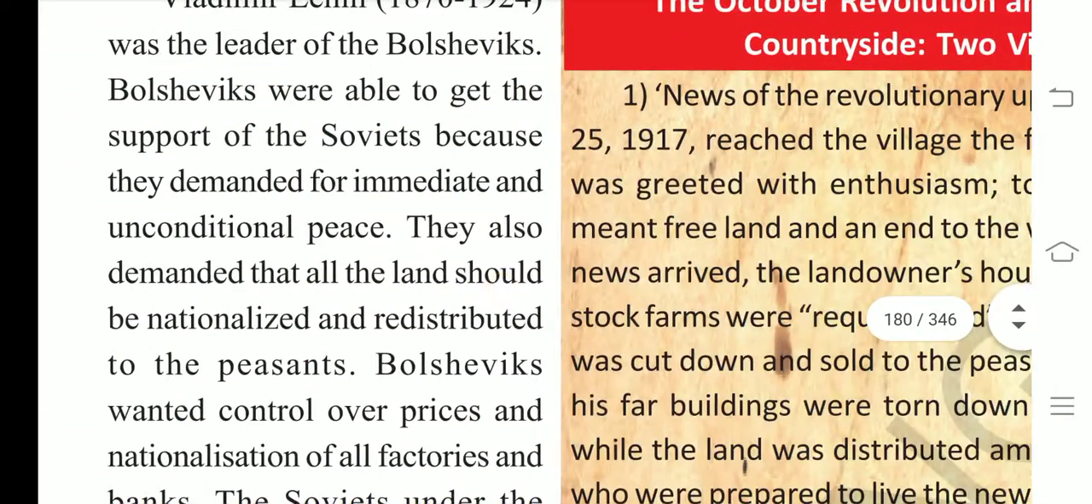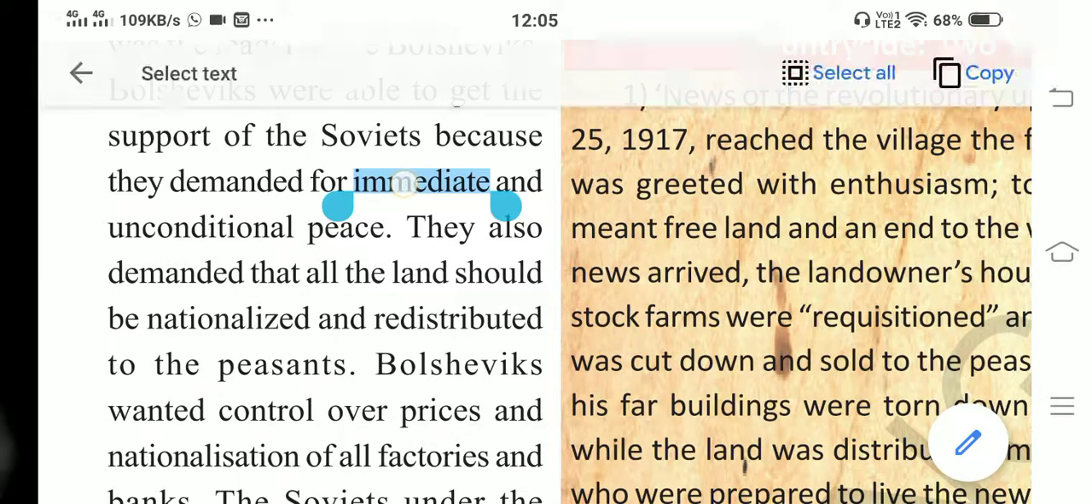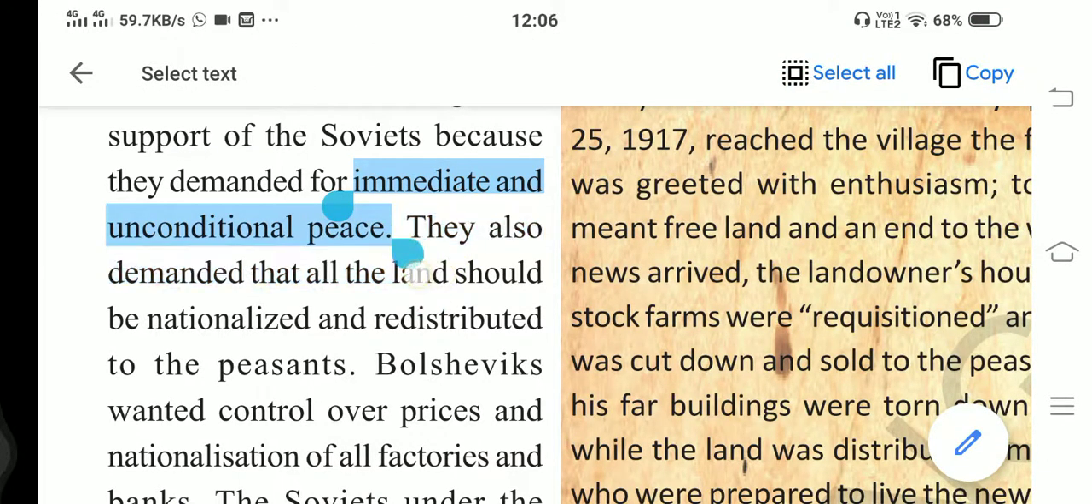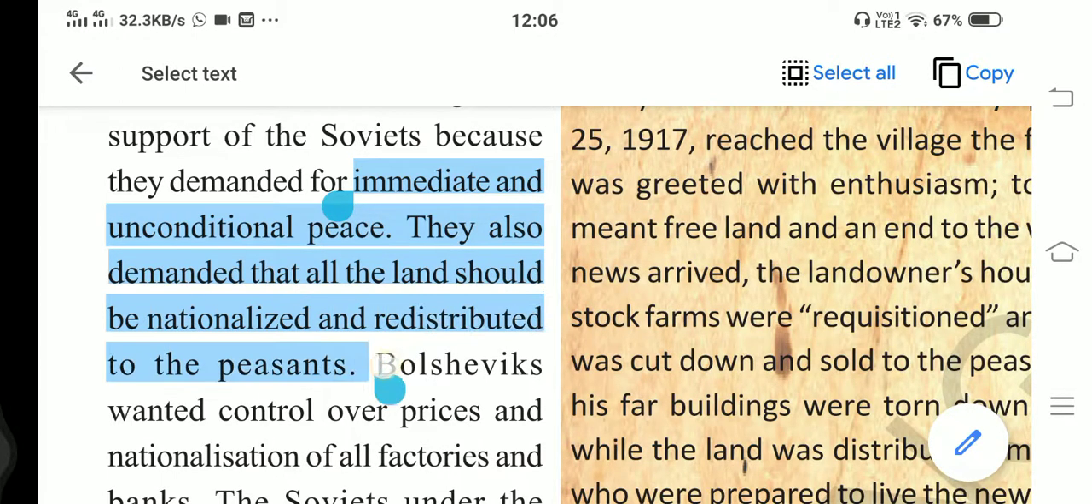Instead, what were they? One is an immediate unconditional peace treaty with Germany, to come out from World War One. And second is that the land which was under the control of the feudal lords will be seized and nationalized. That means the total land will be under the control of the nation, right? And such land will be redistributed to the peasants who did not have land till then.